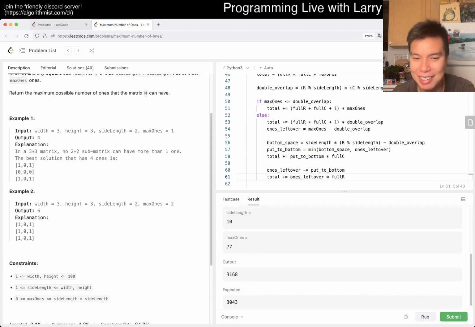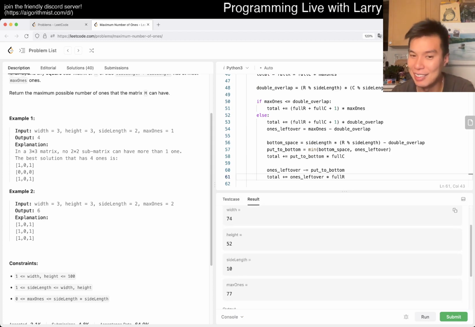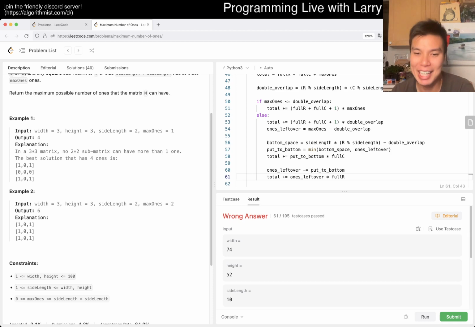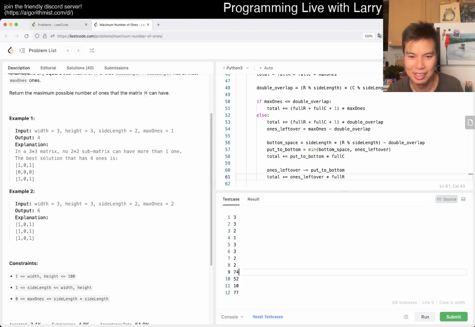Oh no, I was going to say my implementation finally matches the idea, but maybe we're off by a little bit. Only 61 out of 105 cases pass, so we did a lot, but not enough.